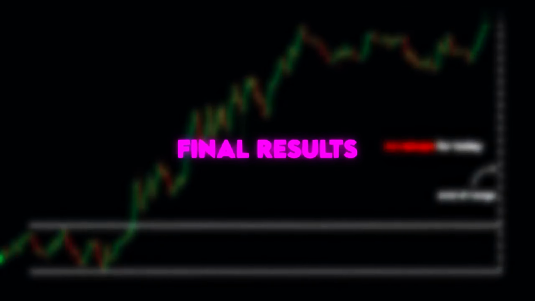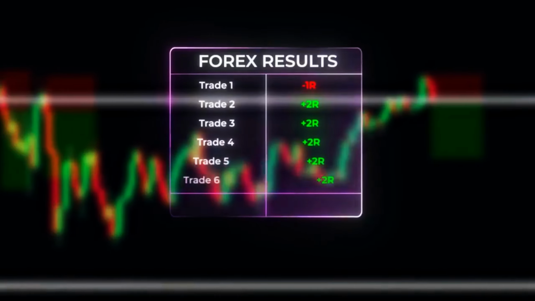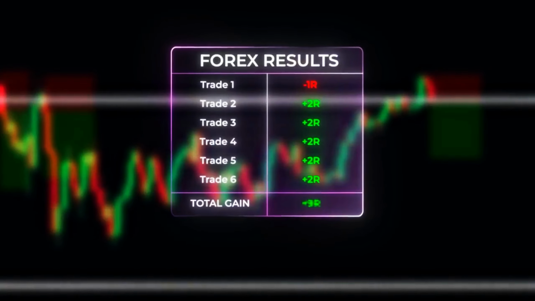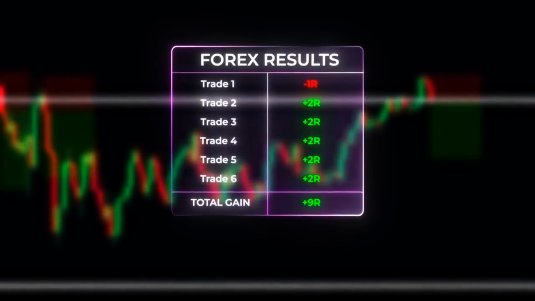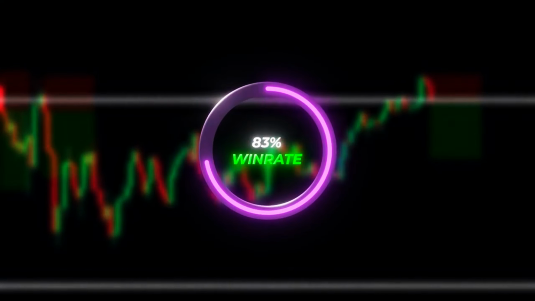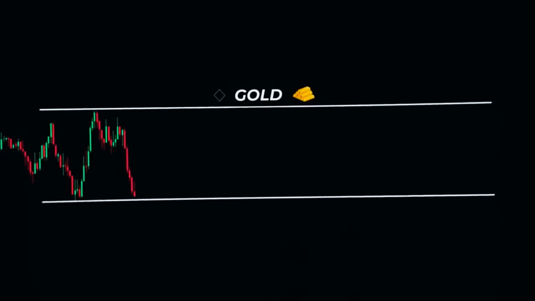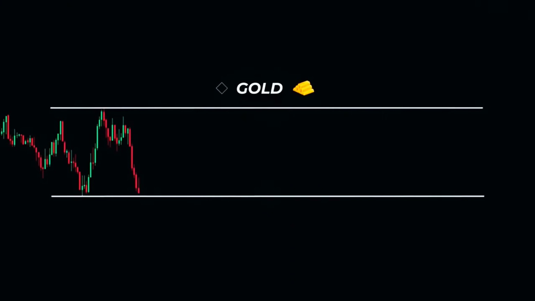So let's see the final results. Out of 6 trades we took on Euro USD, the strategy gave us 5 wins and only 1 loss, with a total gain of 9R. That's about an 83% win rate on the Forex market, which is a very solid result. Now, let's look at how the strategy performs on the gold market.